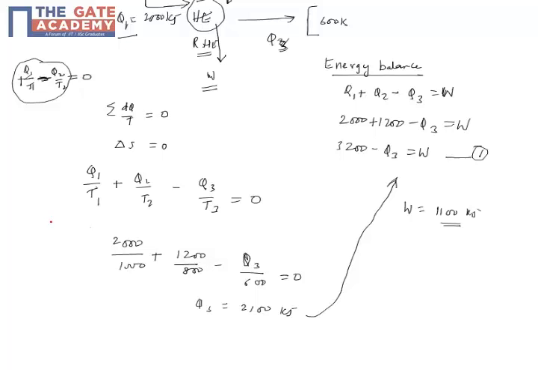Now because you have three reservoirs, you have to apply it for all three reservoirs, taking the signs into consideration. The change in entropy is 0. And remember that when you have three reservoirs, you always have to use this equation, apart from the energy balance, to get the required quantities. So the answer is 1100 kilojoules.